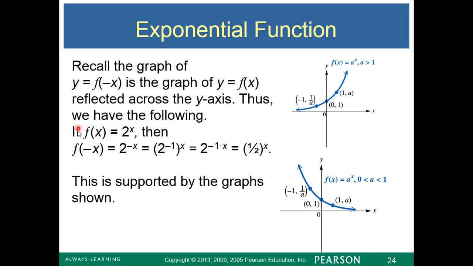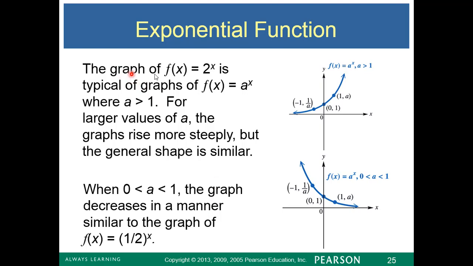Thus, we have the following, that if f of x equals 2 to the x, then f of negative x also is the reflection of that, right? So that gives us the 1/2, right? Because 2 to the negative 1 gives us 1/2. So this is the reflection of this across the y-axis. Okay, and of course, if you look at the graphs, it's obvious from the graph that you're pivoting this around the y-axis right there on that pivot point, 0, 1.